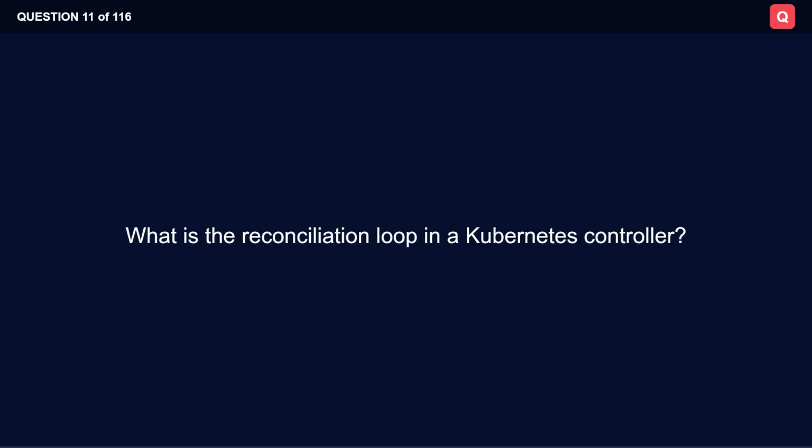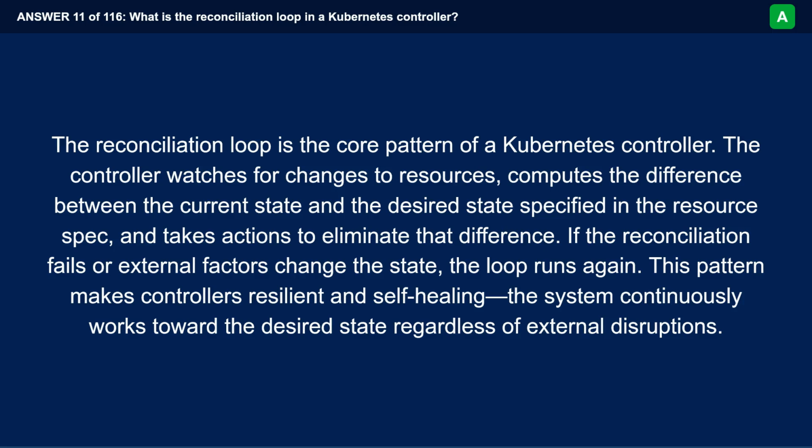What is the reconciliation loop in a Kubernetes controller? The reconciliation loop is the core pattern of a Kubernetes controller. The controller watches for changes to resources, computes the difference between the current state and the desired state specified in the resource spec, and takes actions to eliminate that difference.